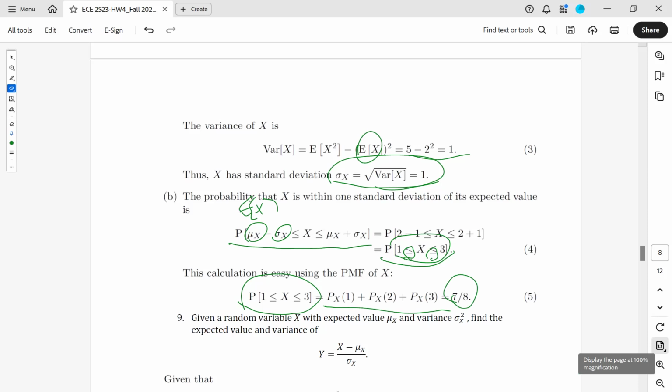Any question about this problem? Is that clear? Yes? Good.